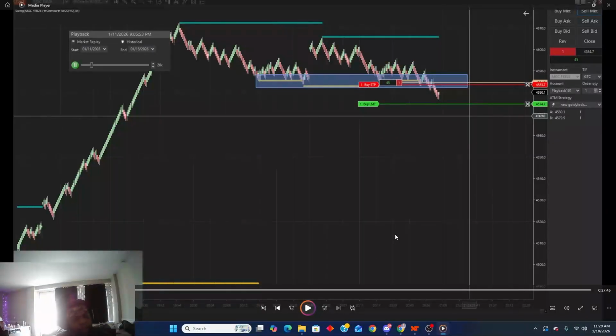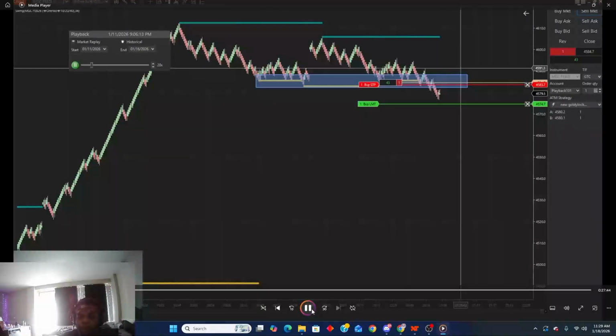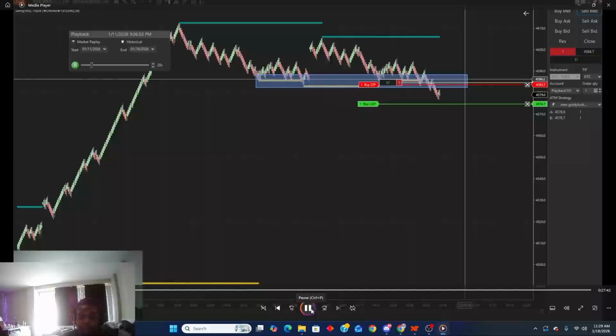Now, in this moment, what I currently have is my ATM strategy, and you see it says new Goldilocks. What that does is 70% of my trade puts me at break even. Now I'm currently trying to move away from this rule simply for the mere fact that the trade normally comes back to break even and stops me out and then goes in my direction. You get me?